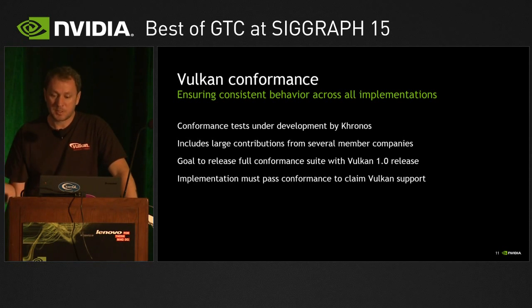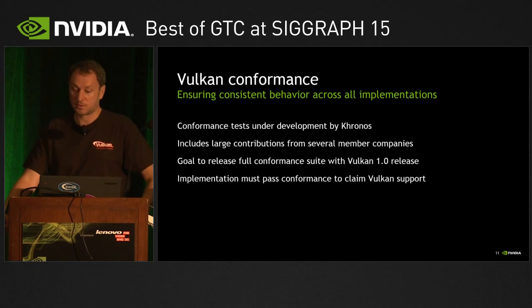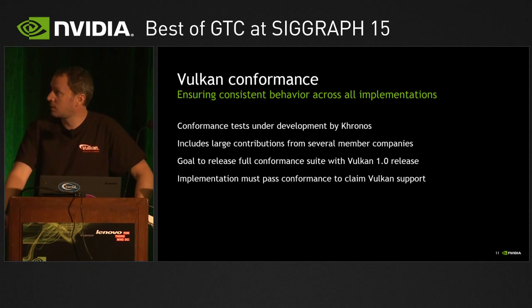The only way an implementation can claim that they support Vulkan is if they pass the full conformance suite. So conformance is very important. It's something we're developing up front, and we already have a lot of contributions from many companies, and we will continue to add to it until it has full coverage. And the goal is that we want to release that when Vulkan 1.0 is released.